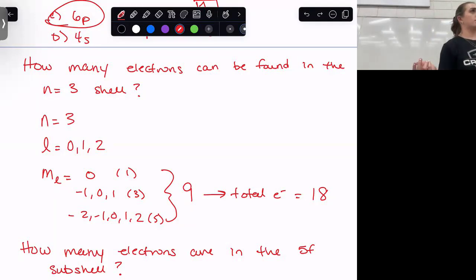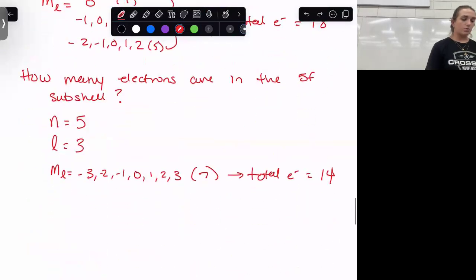How many electrons exist? In the second question, I'm asking how many electrons are in the 5F subshell. So I want you to narrow in on the 5th energy level at the F orbital and tell me how many electrons exist here. I've already told you what N and L have to be. Now I have to ask, what can M sub L be? M sub L can be -3 to 3. I have 7 options there. Each of them can have 2 electrons, so I have 14 total electrons. Do you see the difference between those two? Okay.